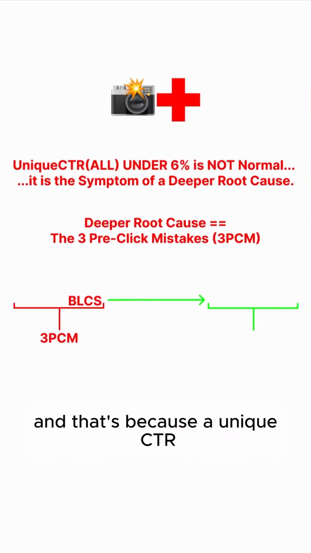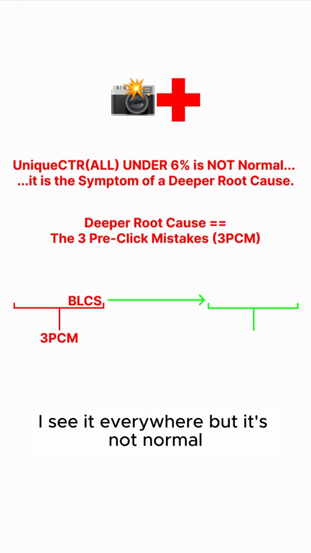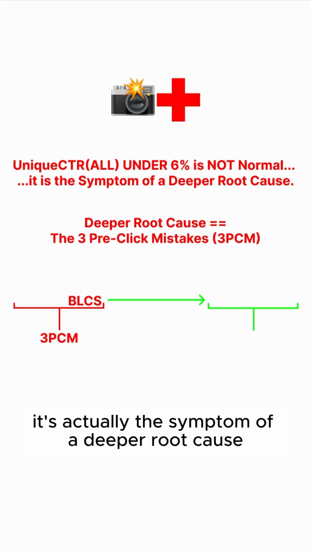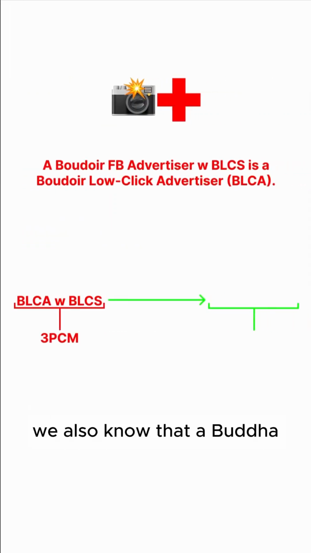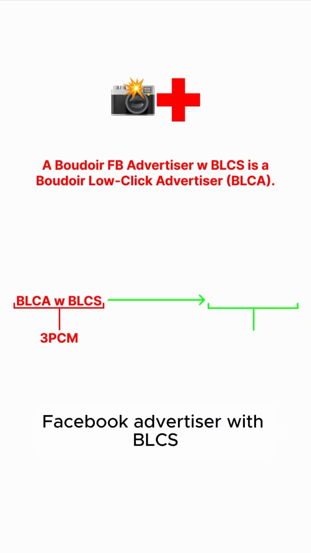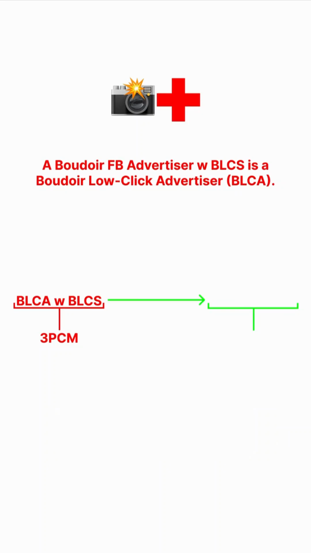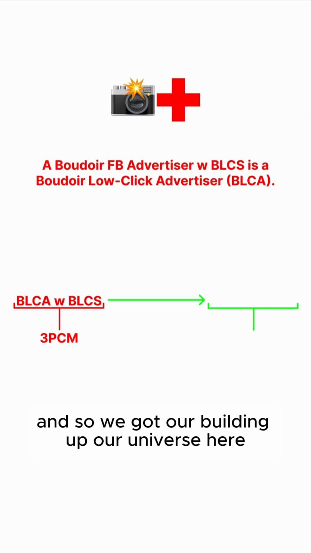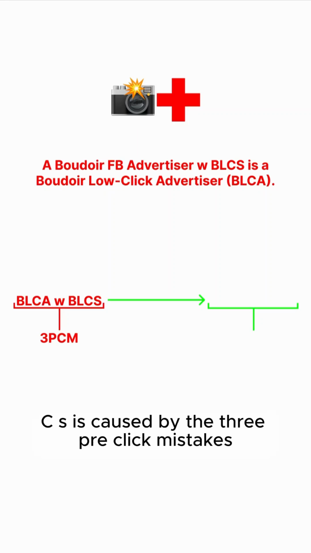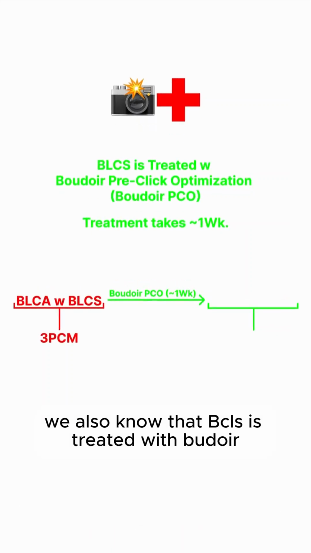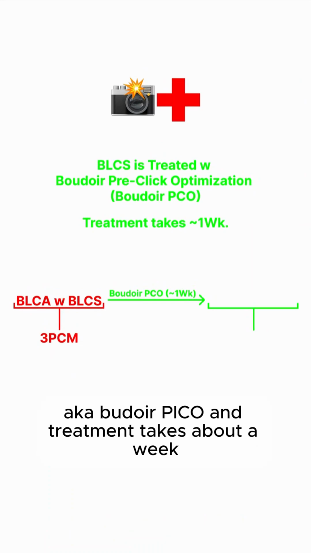That's because a unique CTR all under 6% is not normal. It's super common, I see it everywhere, but it's not normal. It's actually the symptom of a deeper root cause, and that deeper root cause is the 3 pre-click mistakes. A Boudoir Facebook advertiser with BLCS is a Boudoir low-click advertiser, a BLCA. So we're building up our universe here: a BLCA with BLCS, caused by the 3 pre-click mistakes. BLCS is treated with Boudoir pre-click optimization, aka Boudoir Pico, and treatment takes about a week.